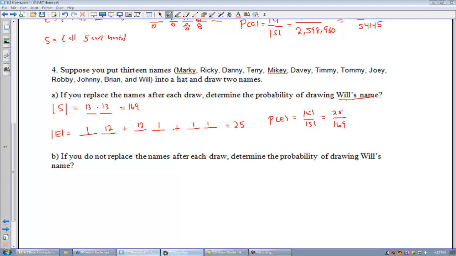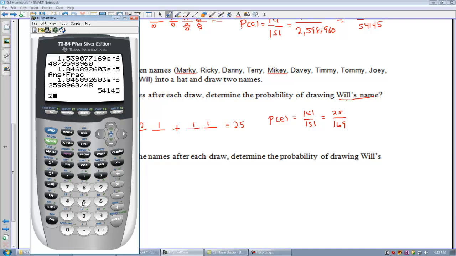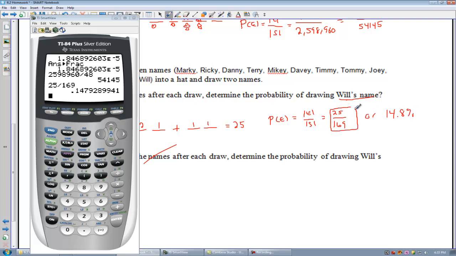And we can put this into our calculator. So 25 divided by 169 is equal to about 14.8%, rounding to one decimal place, of the time. But this is my answer. So if I do this drawing 169 times, I expect 25 times I will draw Will's name.